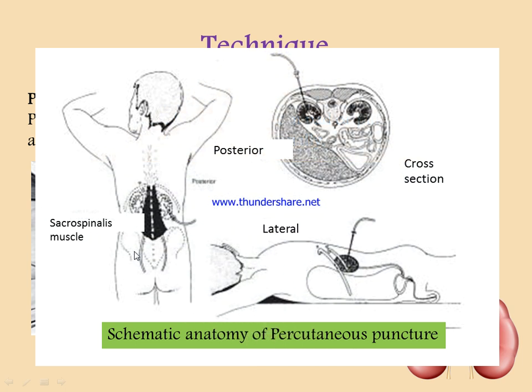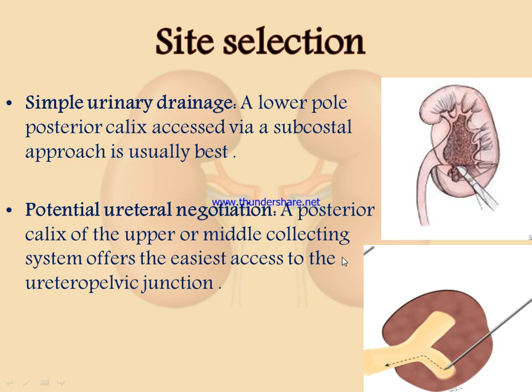Then the systematic anatomy of the percutaneous puncture. We use the percutaneous puncture in the lateral position. We see this. Then there are two types of site selection. The first is simple urinary drainage and the other is potential ureteral negotiation.